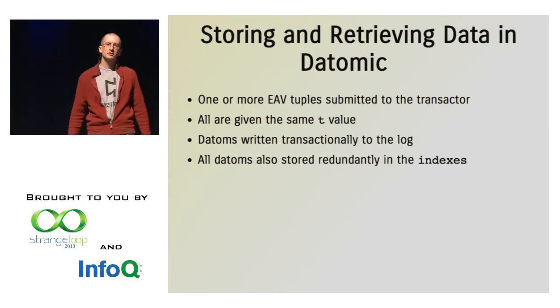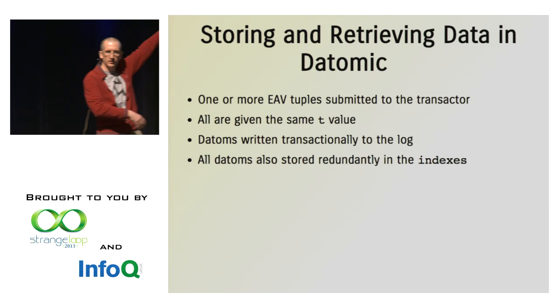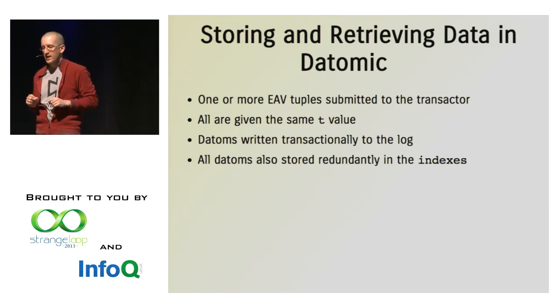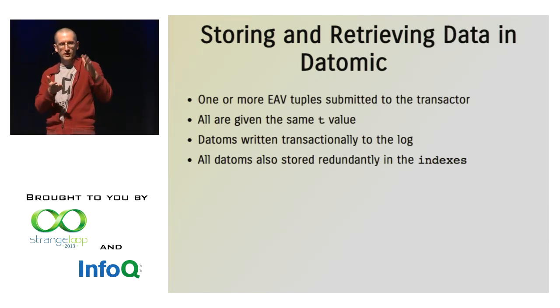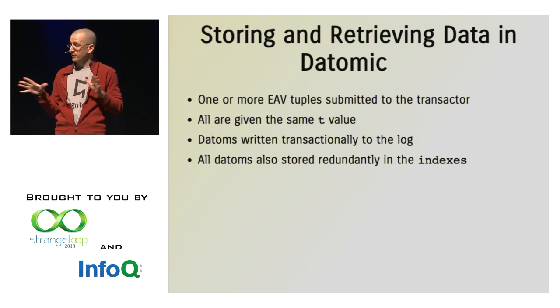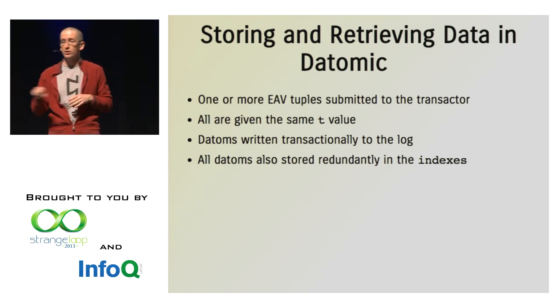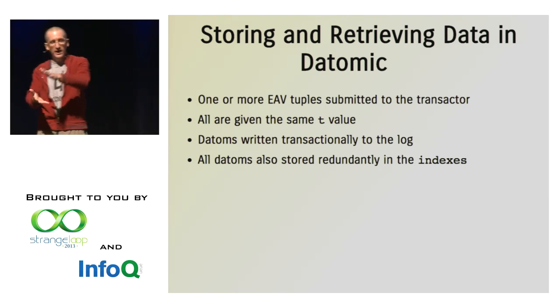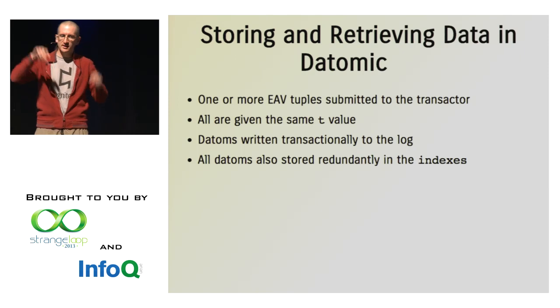And the transactor, which again is that piece that was down here in the architecture diagram, takes them and says, oh, okay, those all belong together, they're all a single transaction. Let me add a T to that, because remember, all the datums that are actually in the database, we write down when we learned them. We write down when the transactor found out about them. So we generate a T and attach it to all those.